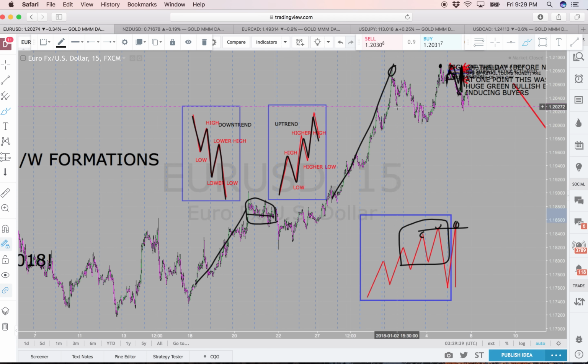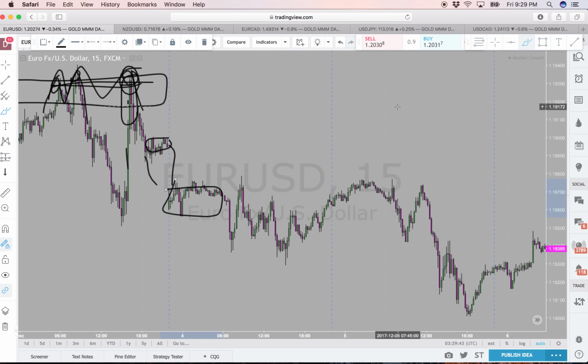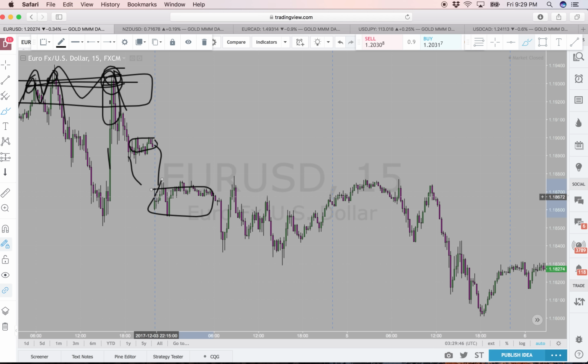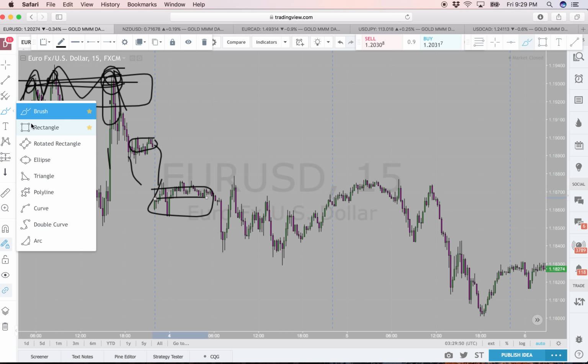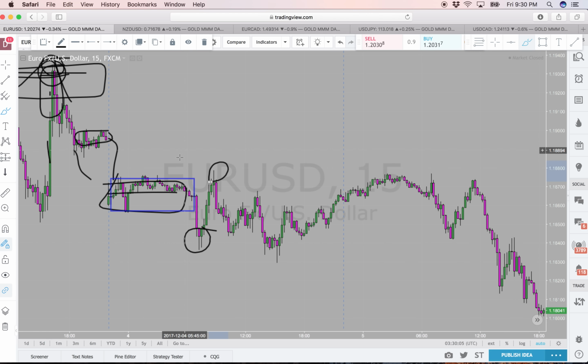So here is the Asian consolidation. Breakout to the low, activates sell stops. This wick breaks out to the high, activates the buy stops, and then price continues. Consolidating.